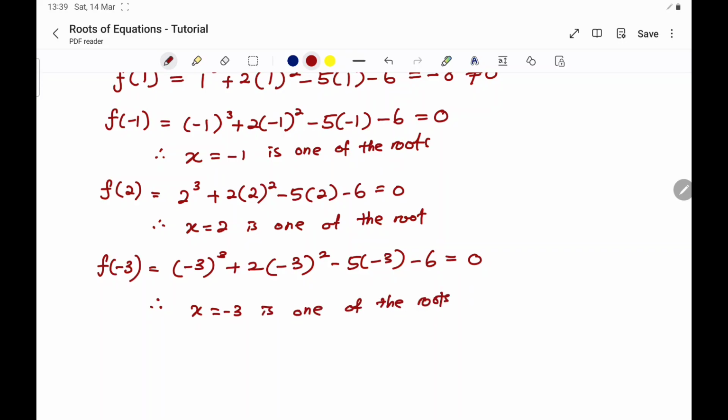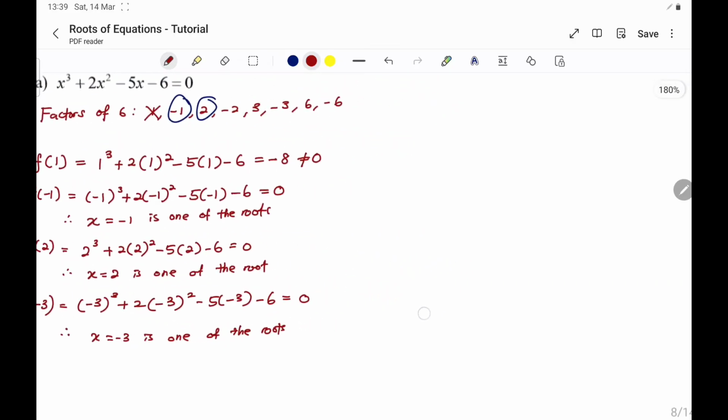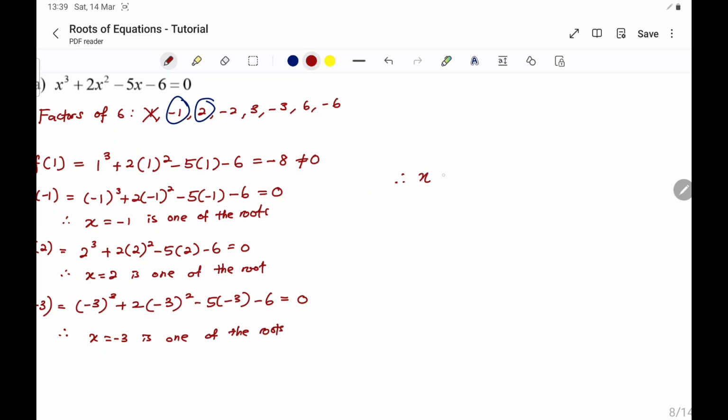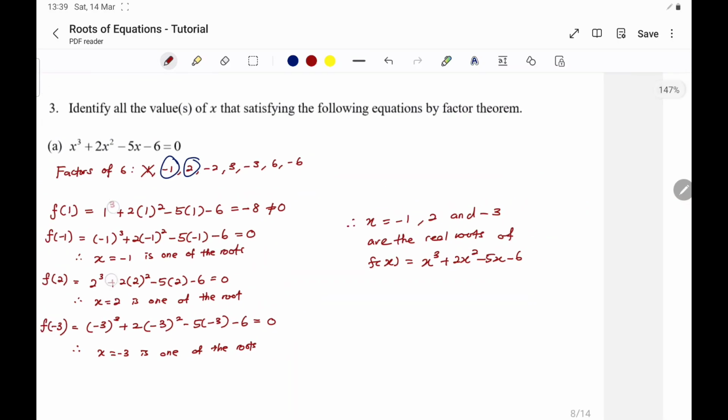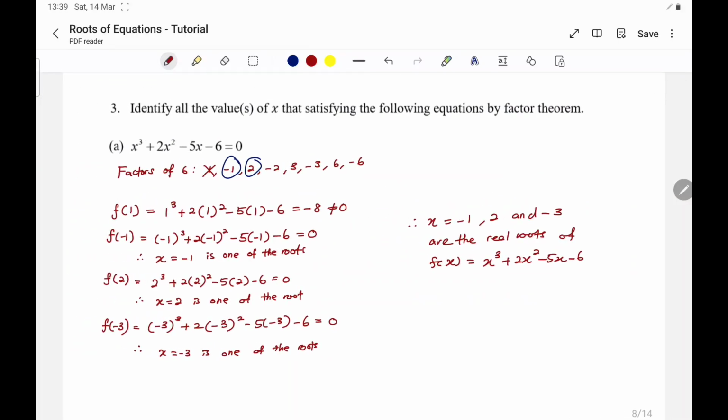So now if you see, you already found 3 roots, enough. So when you already found all these 3 roots, you can write the conclusion. x is equal to negative 1, 2 and negative 3 are the real roots of the function f(x) that we have, which is x cubed plus 2x squared minus 5x minus 6. That's it for question A. So you can attempt question B with the same method as well.